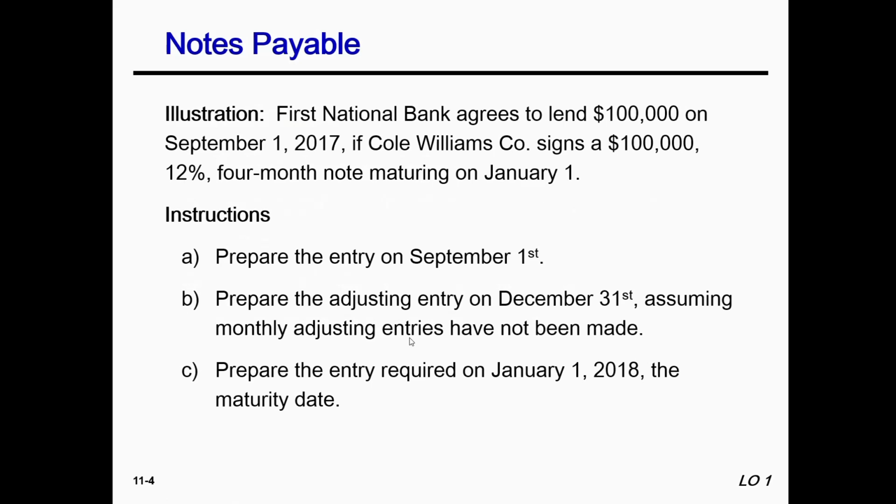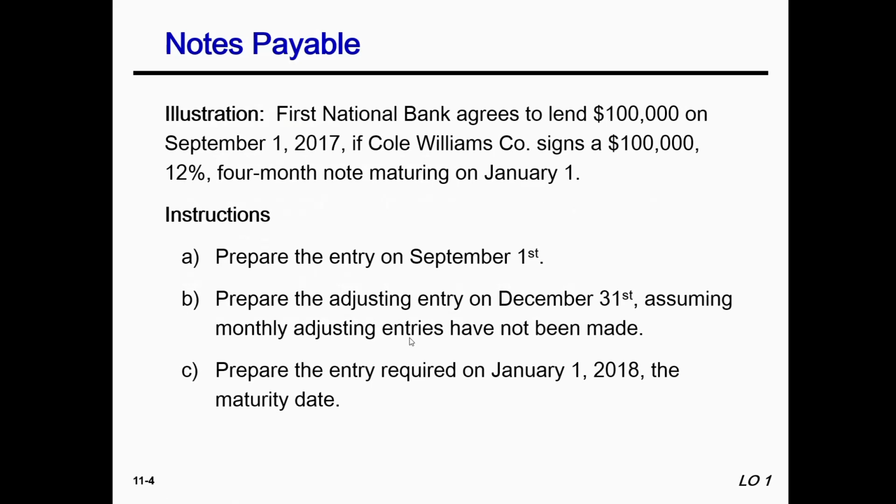So First National Bank agrees to lend, meaning to give, $100,000 on September 1st, 2017 if Colie William Co. signs a $100,000, 12%, 4-month note maturing on January 1st. So this sentence has a lot of information.